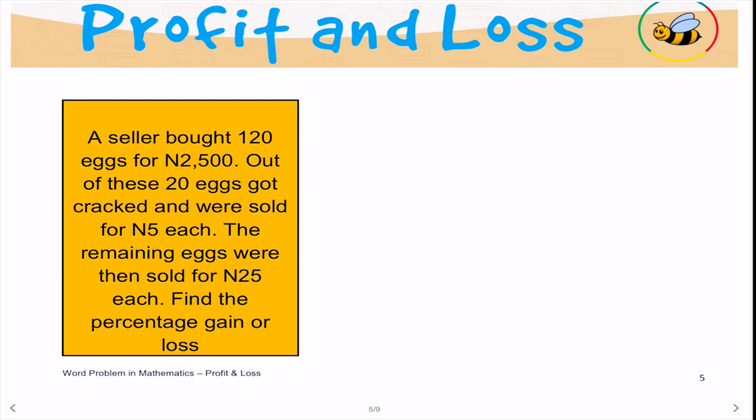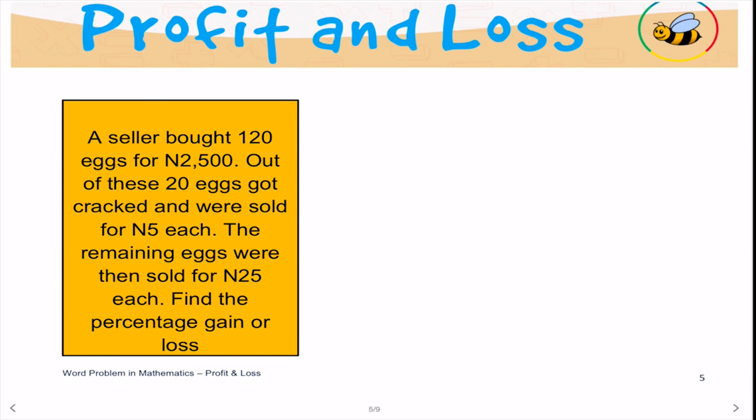Now, to solve this, we need to first of all calculate the total sales value for all the eggs, considering all the information we were given, especially the fact that 20 eggs got cracked and they were sold at a different price from the remaining good eggs. Once we can calculate this total selling price, we can then compare it to the cost price, which is 2,500 naira, then determine whether we made a profit or a loss, and thereafter calculate the profit or the loss.